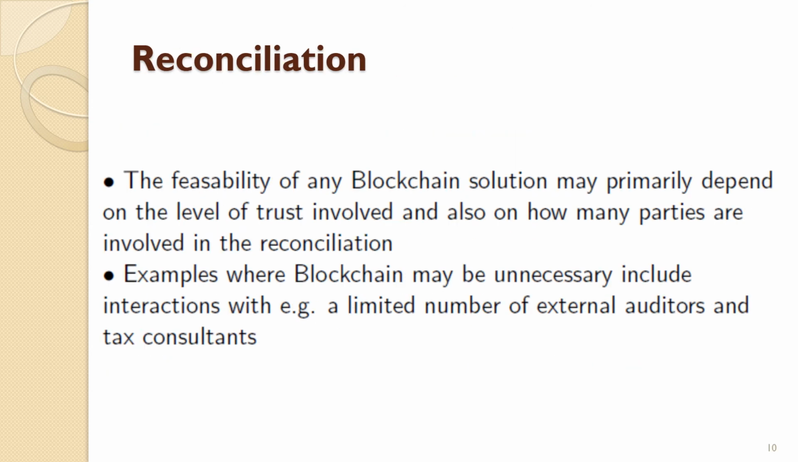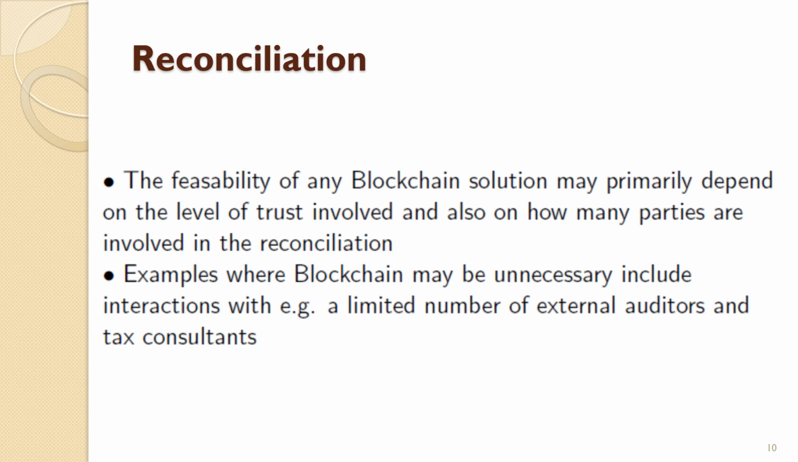So as we said repeatedly then, blockchain involves a fundamental trade-off between consensus on a network and the speed of the computer processing. So in the first bit, if the speed is the important thing, then blockchain isn't the thing to go for. But if the consensus bit is the most important thing, then in contrast, a blockchain solution may be appropriate. So it says here, the feasibility of any blockchain solution may primarily depend on the level of trust involved and also how many parties are involved in the reconciliation.